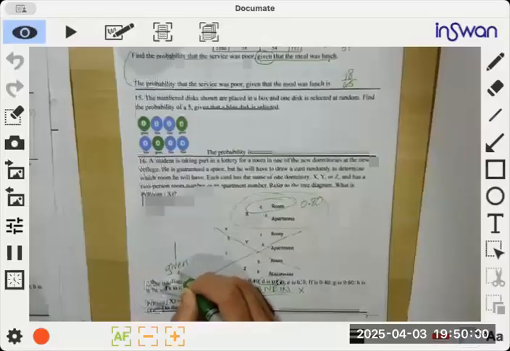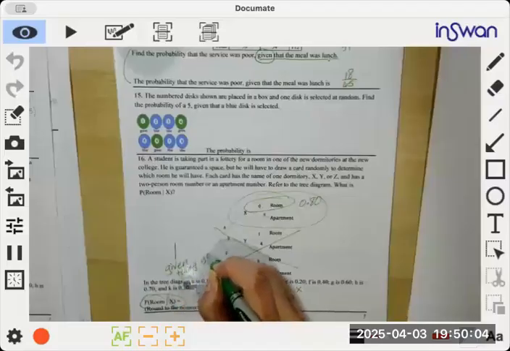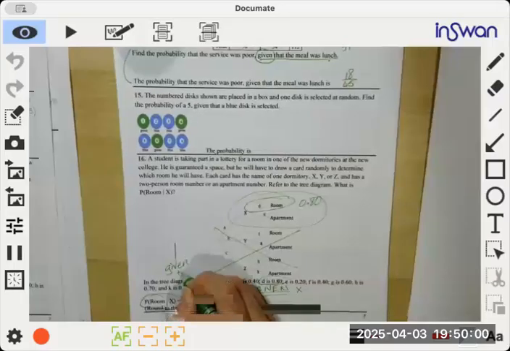It's telling you your sample space. So we're only looking at the X's, nothing else.